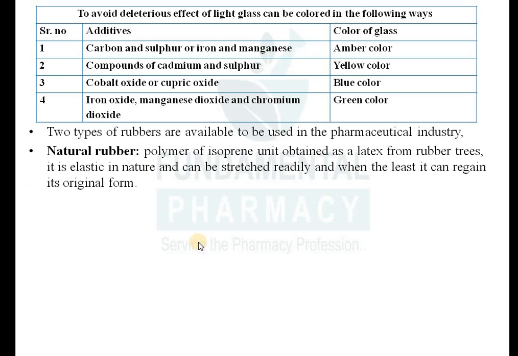So natural rubber, what is natural rubber? Natural rubber is nothing but the polymer of isoprene unit, and it is obtained from the latex of the rubber tree. Okay, and it is elastic in nature. Elastic in nature means what? When you try to stretch the rubber, it is stretchable, and when you release, it can regain its original shape, right? So that is nothing but the natural rubber.